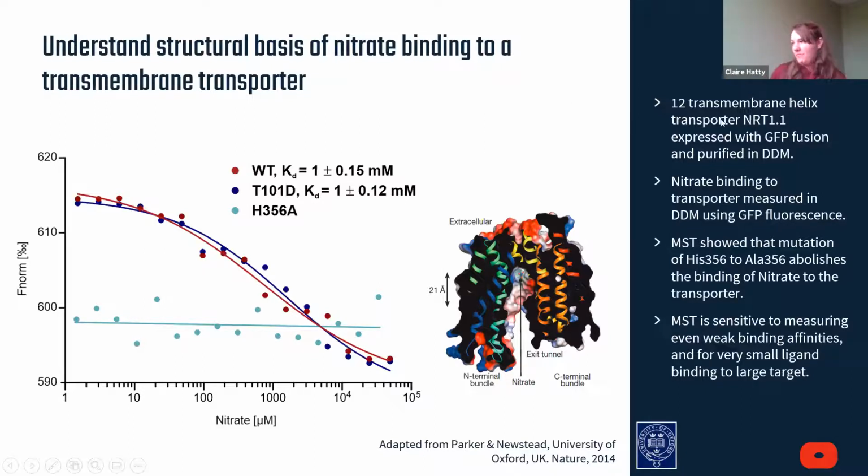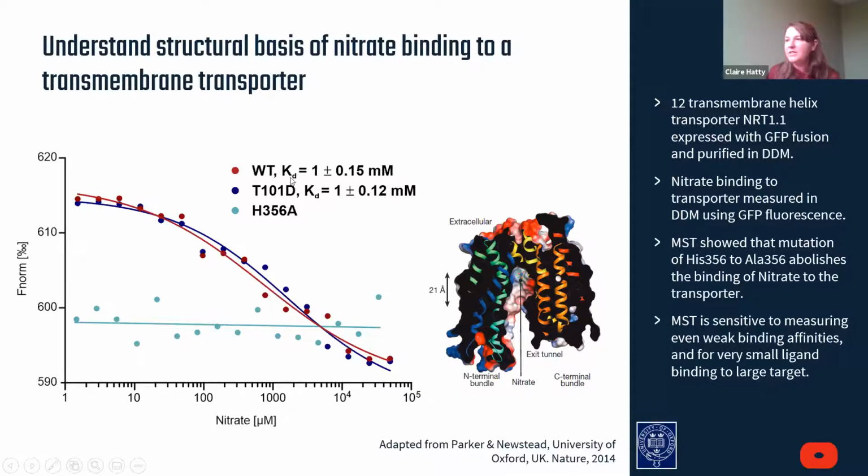So what we have here, firstly, is this transporter, which was expressed with a GFP fusion and purified in DDM detergent. In this case, rather than labeling it with a dye, the GFP was used as the fluorescent probe for the MST experiment.